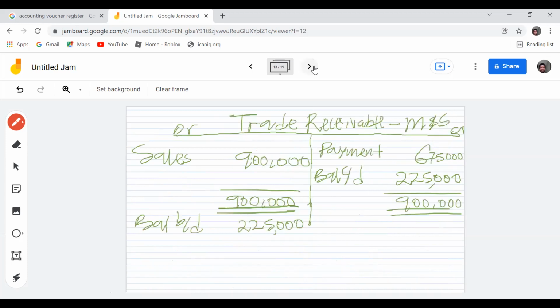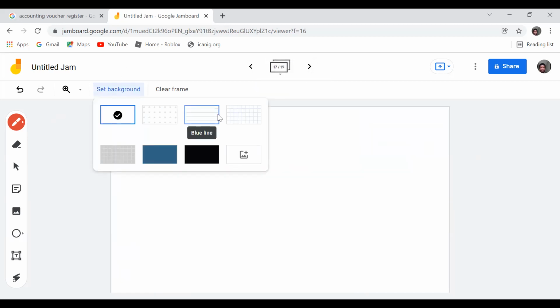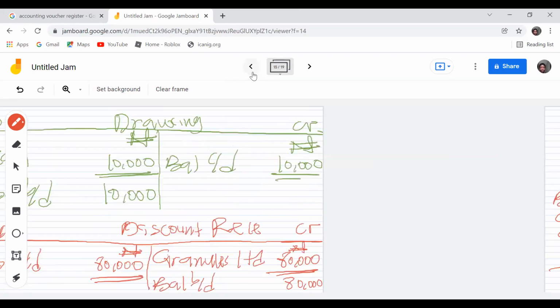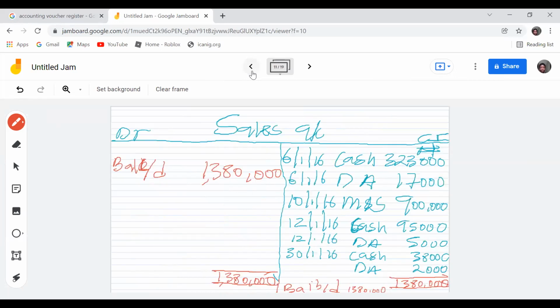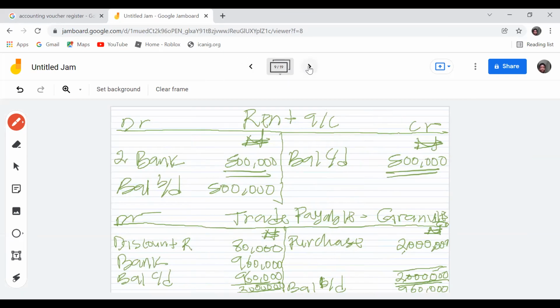So we have trade payable, which is Malam Tanko. All right, so that is that. We also need to go back again. Malam Tanko, we are done with that. Then we also have this guy, trade payable.